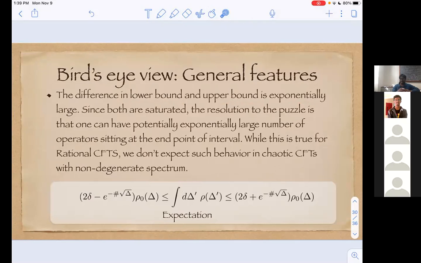We can indeed have accumulation of primaries at some particular point, but we don't expect such behavior for chaotic CFTs with non-degenerate spectra. So we expect that for chaotic CFTs, somehow one would be able to write down an inequality of this form, where you can see that an order 1 number becomes an exponentially suppressed number here. But again, it's not clear exactly what conditions we should put on the chaotic CFTs so that one can write down such inequalities.